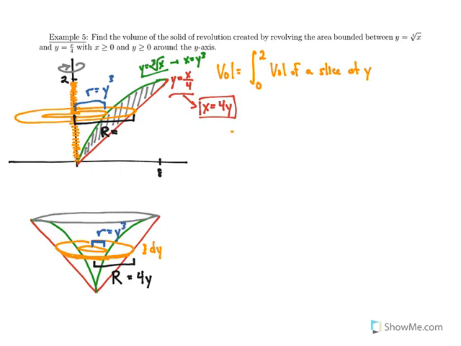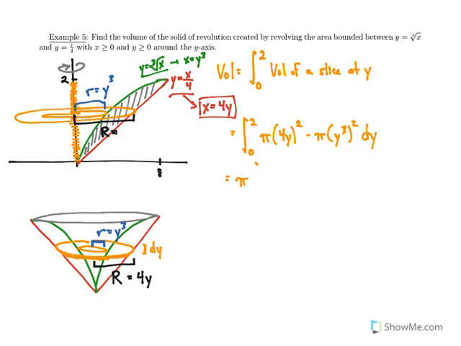So our volume is going to be the integral from 0 to 2 of pi big R squared minus pi little r squared, y cubed squared, dy. That is the volume of a washer with the big radius and small radius. And we're going to do that for every y value in between 0 and 2.